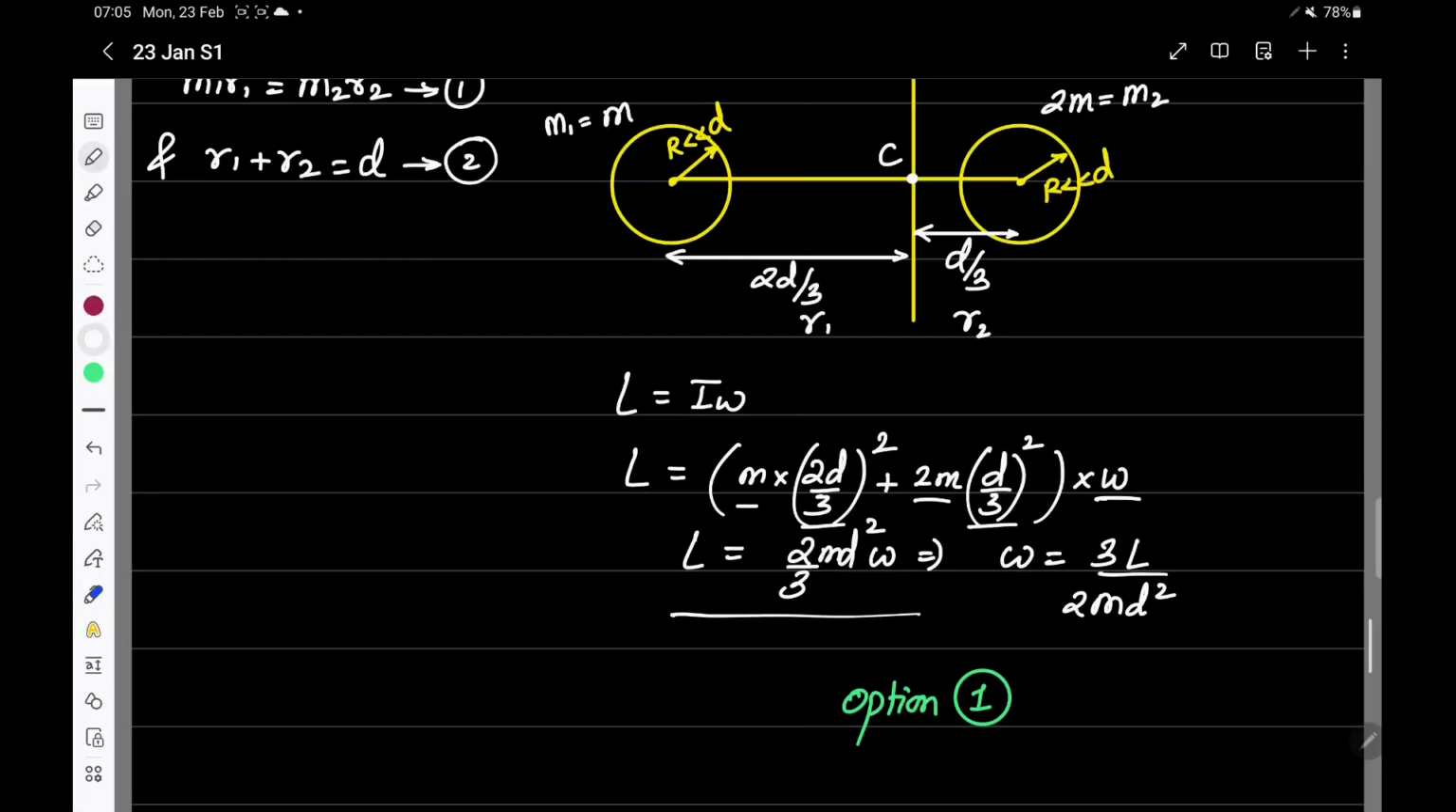If we calculate this, L comes out to be 2/3 m d square into omega. It will actually come out to be 6/9, which is the same as 2/3. So omega will be equal to 3L divided by 2 m d square, which corresponds to option 1. Okay, that's your answer.